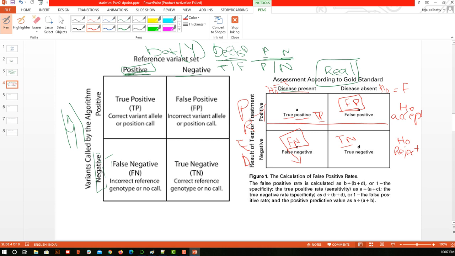So we have two errors, type 1 error and type 2 error. Type 1 error is also known as critical region. Let me write it simply.